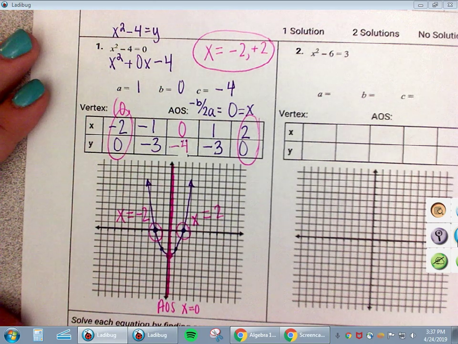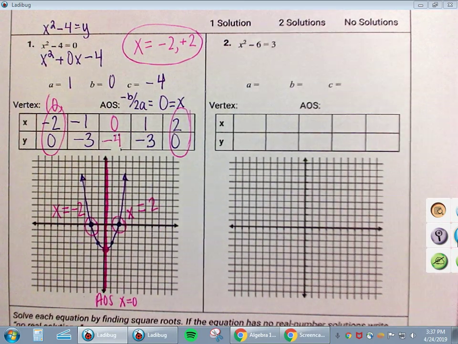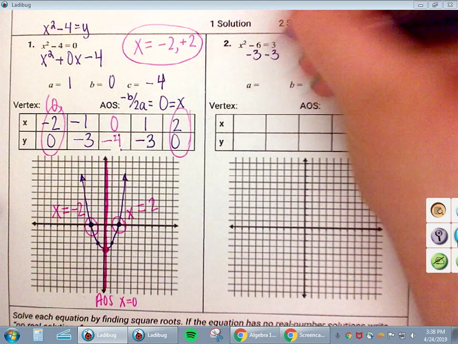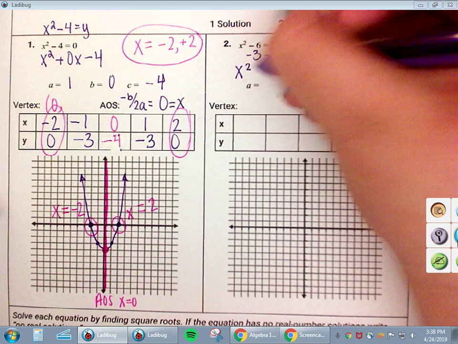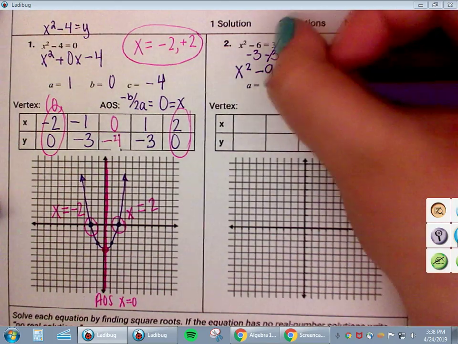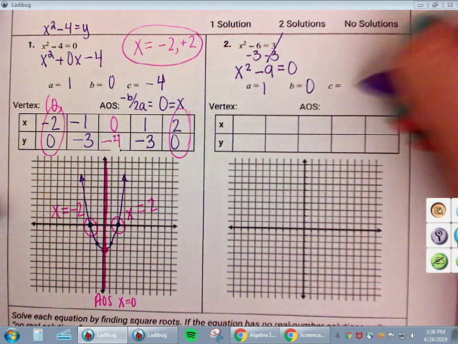Let's do another one. On this guy, we've got x squared minus 6 equals 3. First off, this is in kind of a weird format. We're used to it being set equal to y, which we're making 0, but there's no 0 here, so let's make a 0. Let's get one side emptied out. So let's move this 3 over. So I've got x squared minus 9 equals 0, and now I can see my a, b, and c. So my a is 1. My b again here is non-existent, it's a 0, and my c is -9.